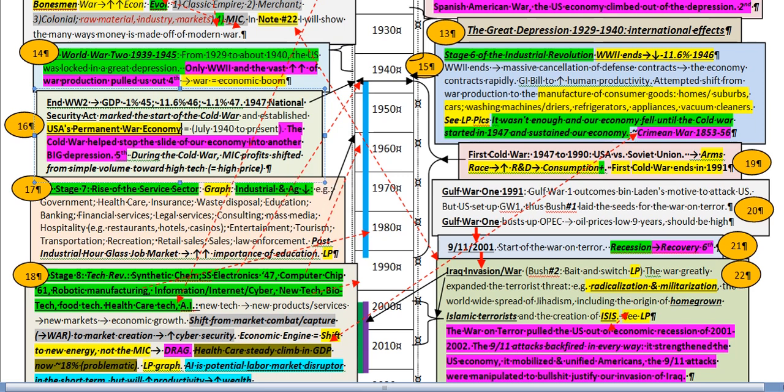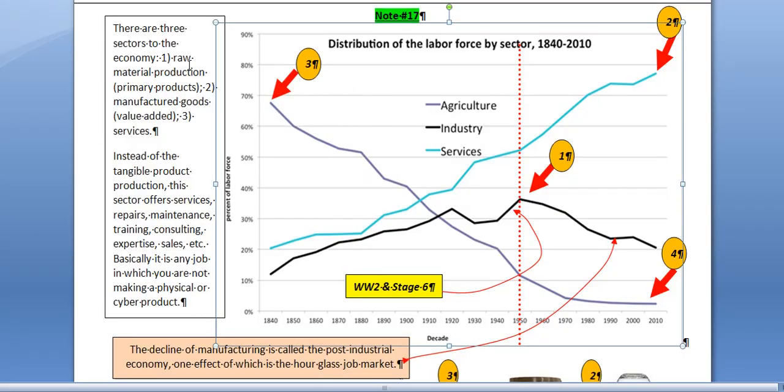The service sector is one of 3 sectors of our economy. The first sector is raw material production, called primary products. The second is manufactured goods, where you get your value added. Remember, this is your big money maker as far as actual production of goods. And the third sector is services. So instead of producing tangible products, this sector offers services, repairs, maintenance, training, consultation, expertise, sales. Basically it's any job in which you do not make a physical or cyber product.